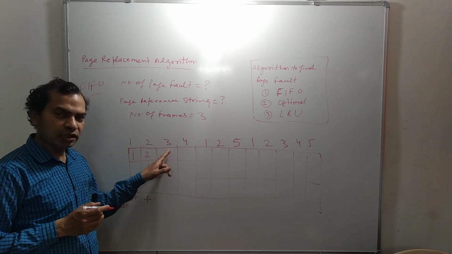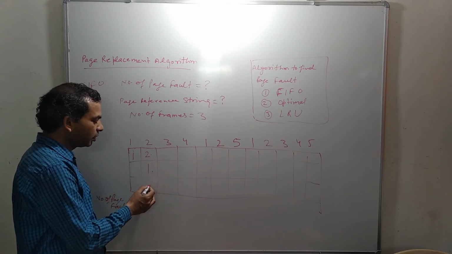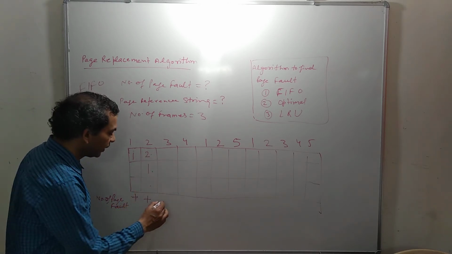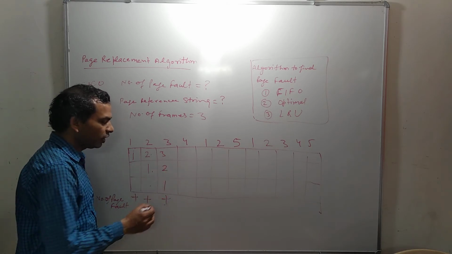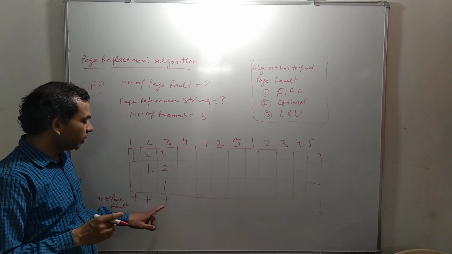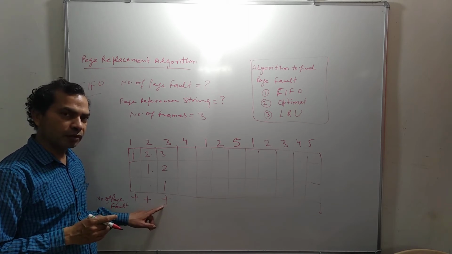Again, we want to search the page number 3, but we are finding that page number 3 is not present in the frames. So again, the page fault will occur. So we have to write 3 2 1 here. This plus will represent the page fault here.